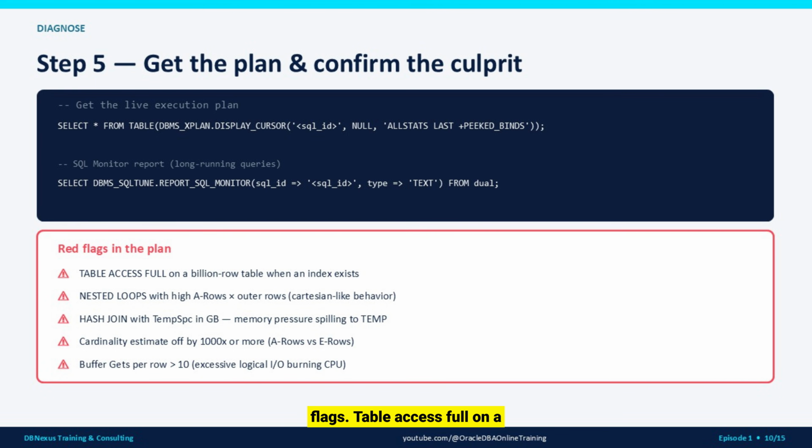Table access full on a huge table where an index exists, bad. Nested loops where outer rows times inner rows multiplies out of control, bad. Hash join with temp space in gigabytes, you're spilling to disk, bad. A-rows versus E-rows off by a factor of 1000 or more, the optimizer was working with bad statistics, bad and fixable. Buffer gets per row greater than 10, excessive logical I/O.